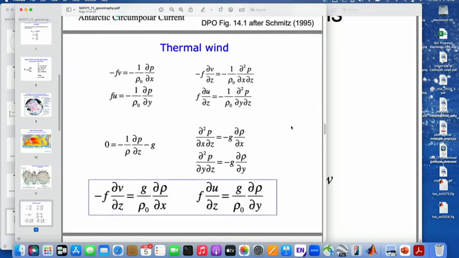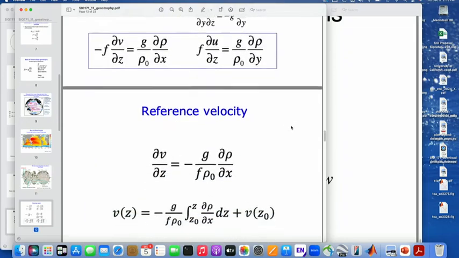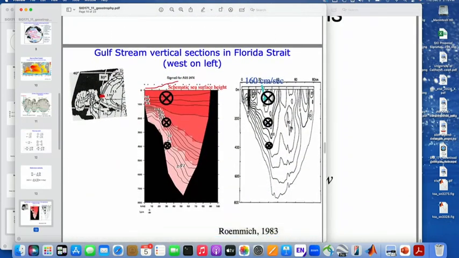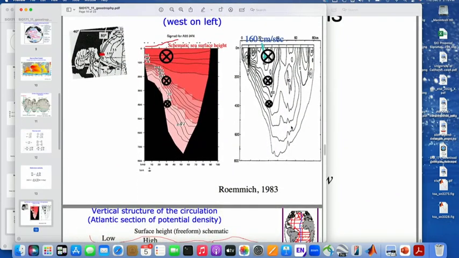So thermal wind. What do you need for thermal wind? You need the geostrophic balance and the hydrostatic balance. You put those together and you find that the vertical shear of the horizontal current is related to the horizontal gradient of density. And then we were looking at sections like this, remember?